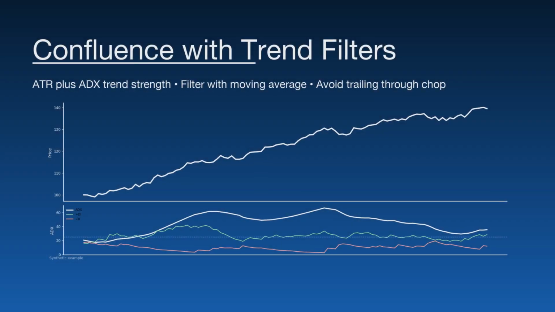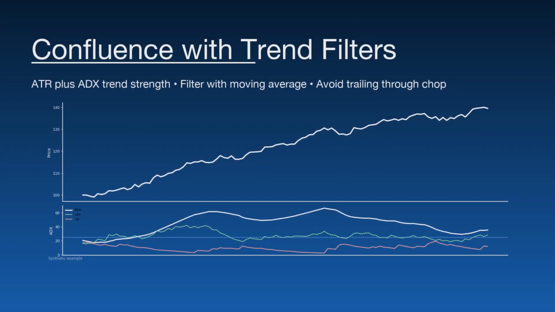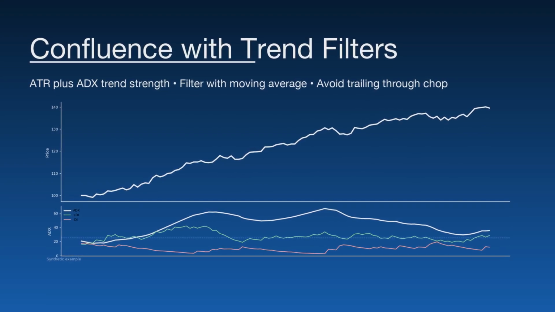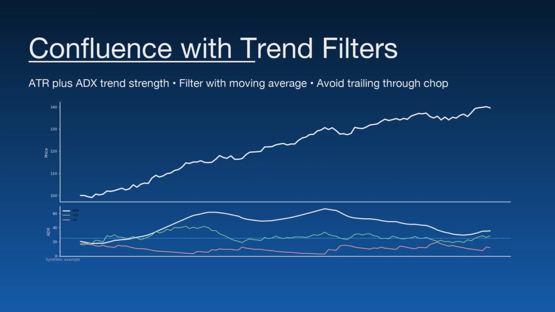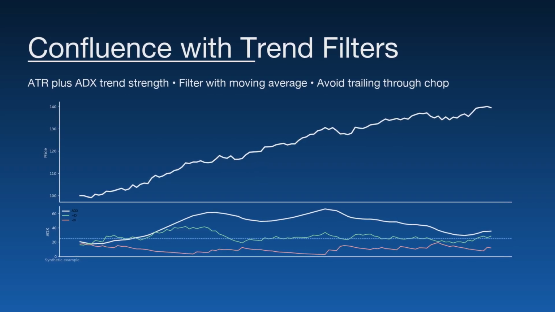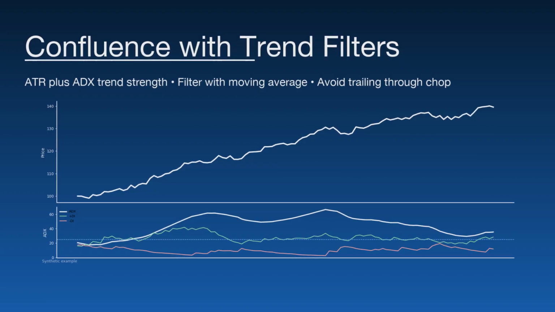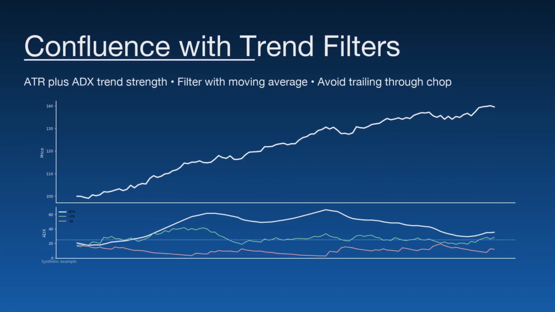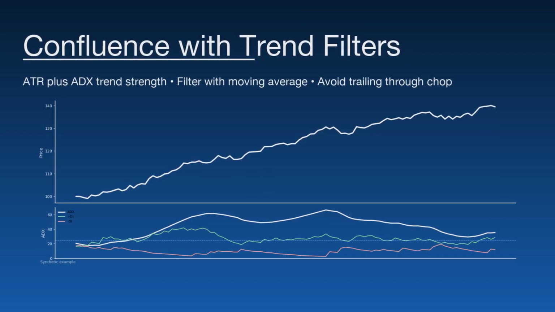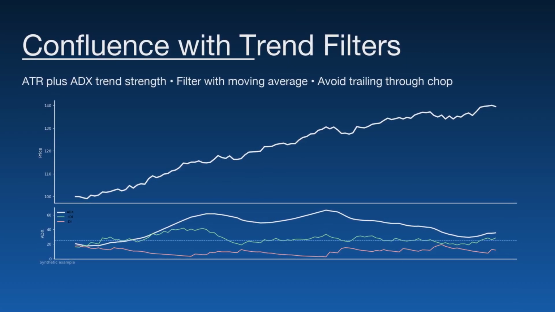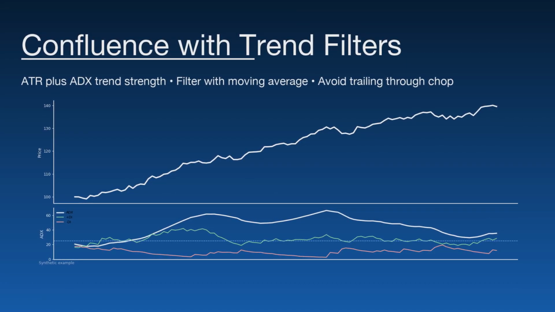ATR tells you how much, not which way. Pair it with a directional filter. ADX above 25 confirms trend strength worth trailing. A rising 200-period moving average defines the regime. Many systematic traders only take ATR-trailed longs when price is above the moving average and ADX is rising. Without that filter, you trail stops through chop and bleed out by 1,000 small cuts.